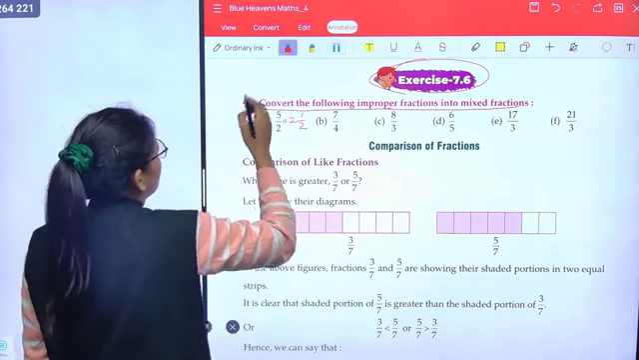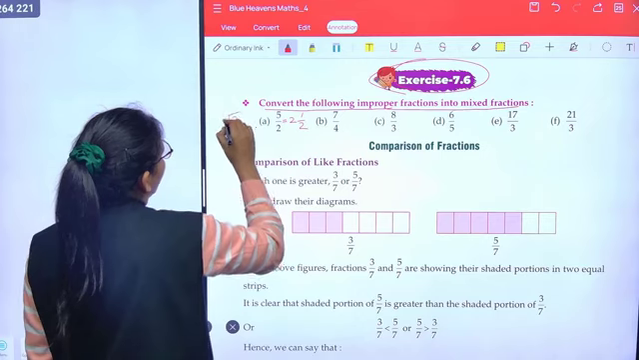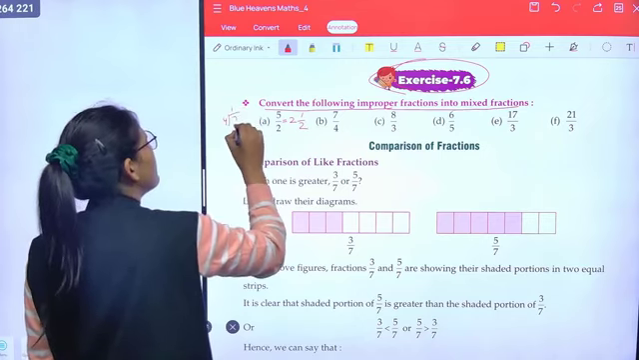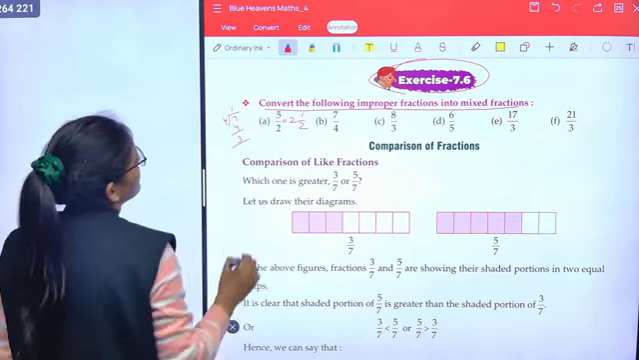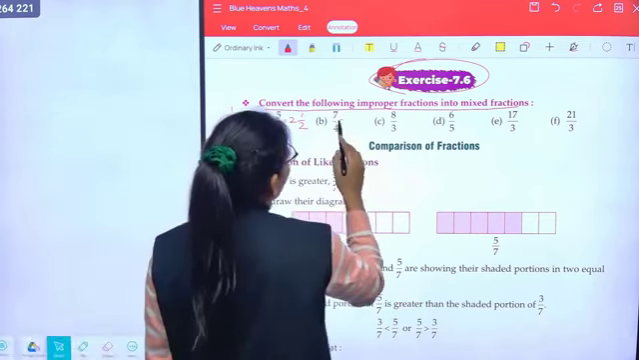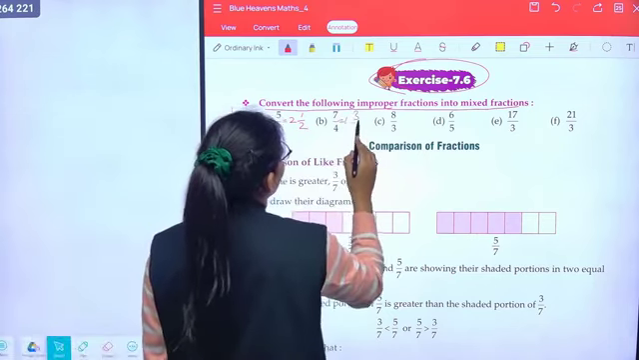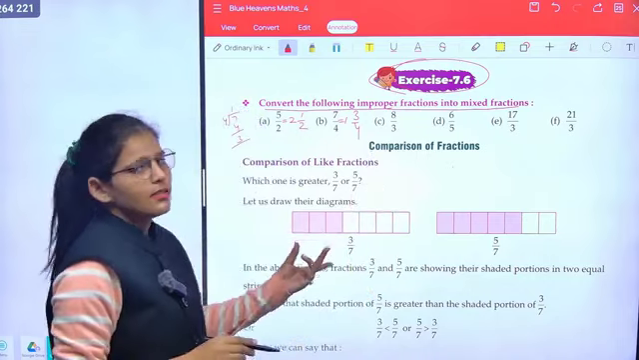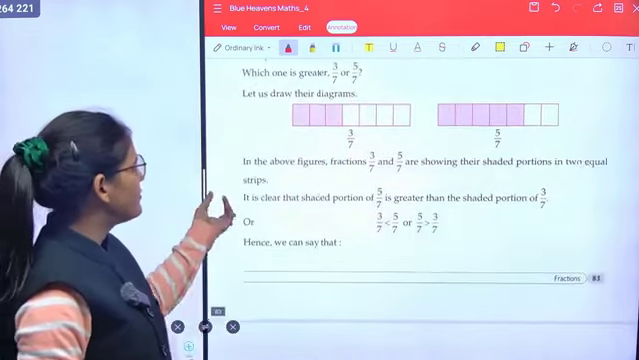Now part B, 7 divided by 4. 4 1s are 4. Now remainder is 3, quotient is 1. Now the mixed fraction is 1 and 3 by 4. Understood class? Rest of the parts do yourself.